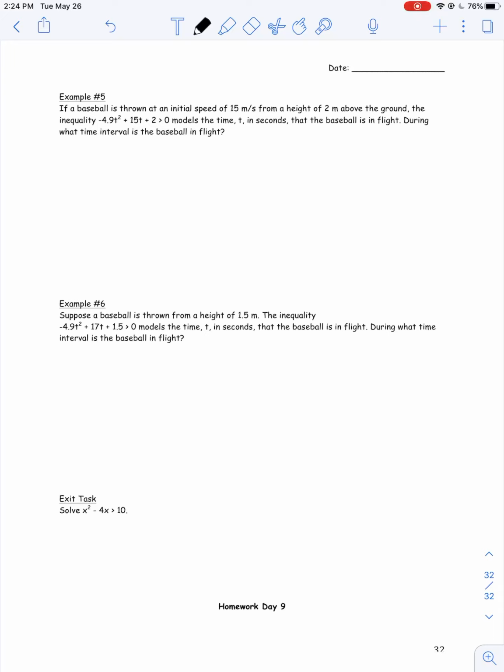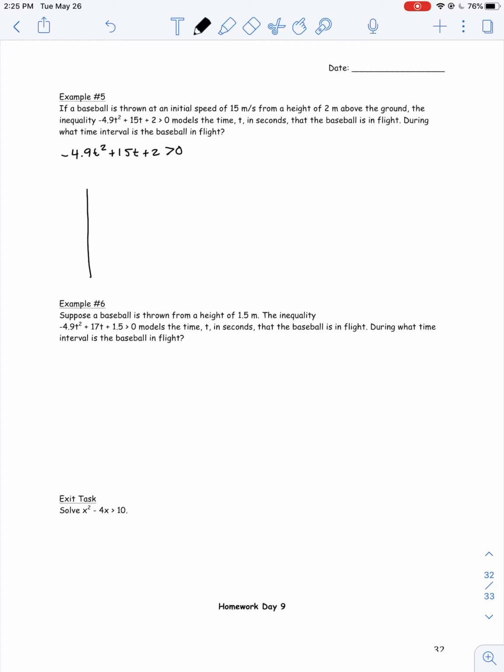Example number 5, they're giving us the equation. So this is where I'm going to actually graph it and use the graphing version for the next two. So it says if a baseball is thrown at a certain height and the height is 2 meters above the ground and the initial speed is 15 meters per second, they're giving us the inequality that we're going to use to represent this. So what I'll do is I will graph this in my calculator and find the x-intercepts. So that's what's important here, is finding those x-intercepts. So you're going to go negative 4.9x squared plus 15x plus 2. You're going to graph it.